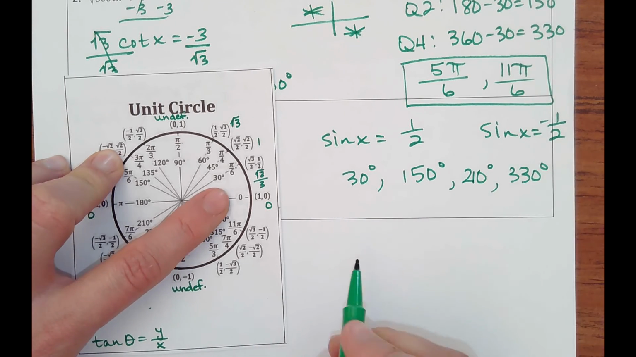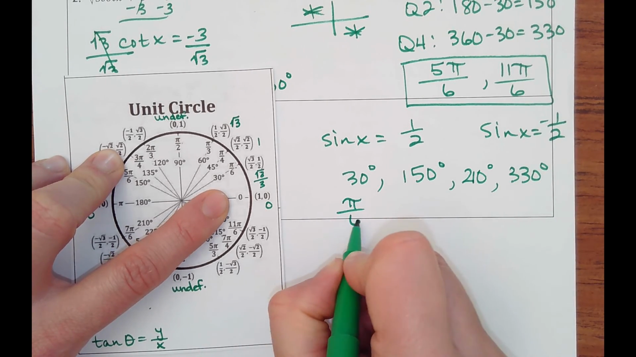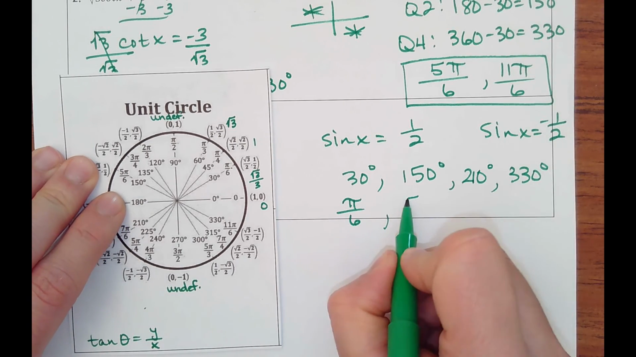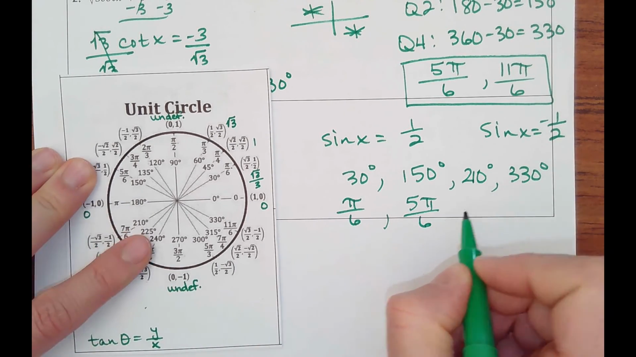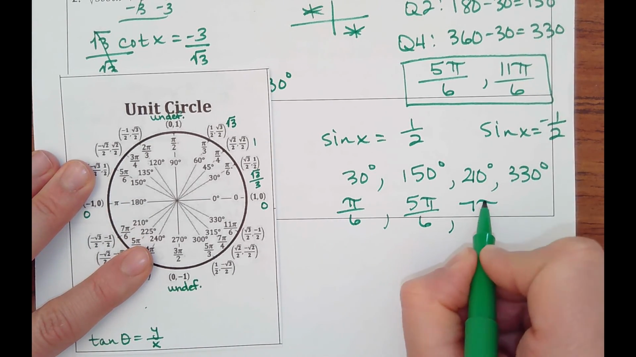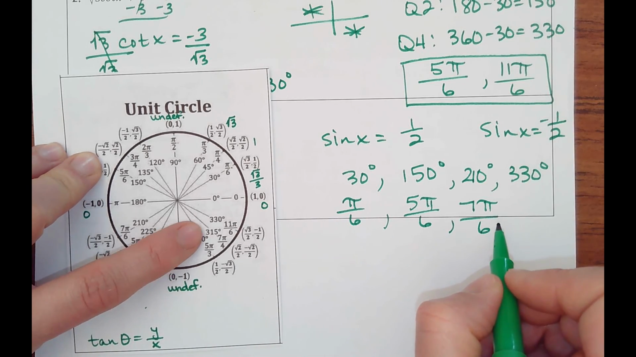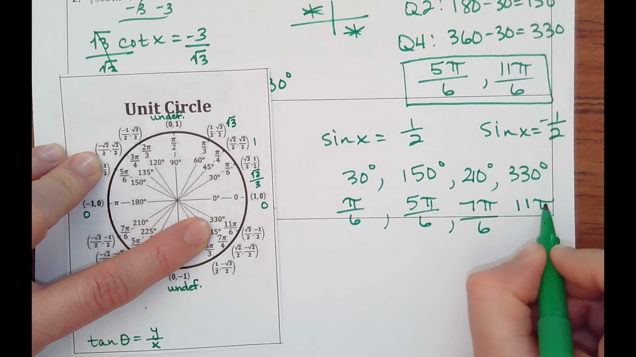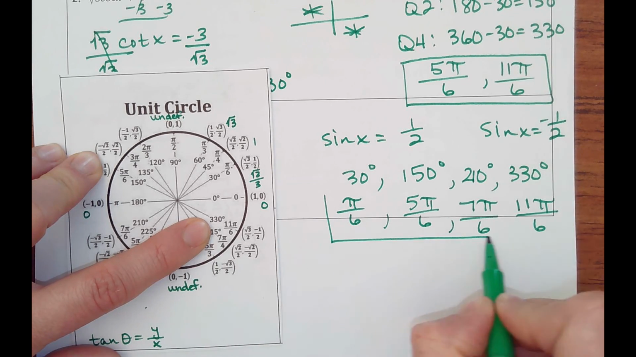But again, we want those in radians. That'd be a pi over 6. That would be 5 pi over 6. That would be 7 pi over 6. And 11 pi over 6. Notice how they all have denominators of 6.